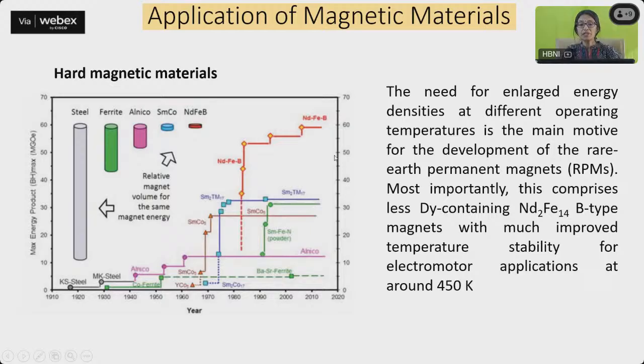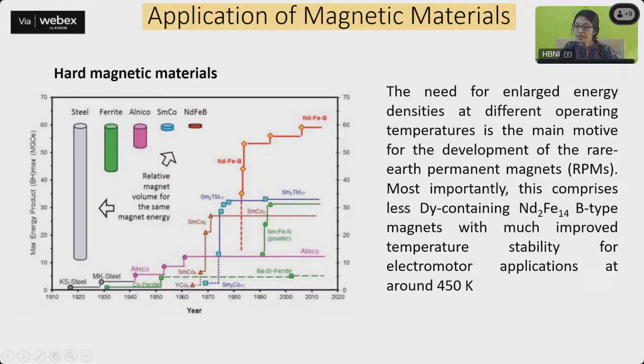So what are the applications of magnetic materials? You can have hard magnetic materials. Look into this particular plot. Over here, I've given a few materials like steel, ferrite, alnico, SmCo or NdFeB. These are different kinds of hard magnetic materials, and you look into these different sizes. Why? Because this is the relative magnet volume for the same magnet energy. So the maximum energy produced by steel as a magnet, if you need this much amount, then if you are using NdFeB, with this much volume you are able to generate the same amount of magnetic energy.